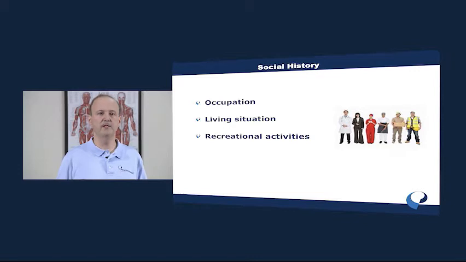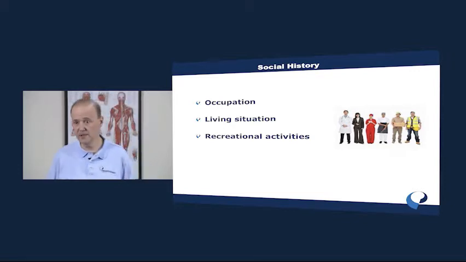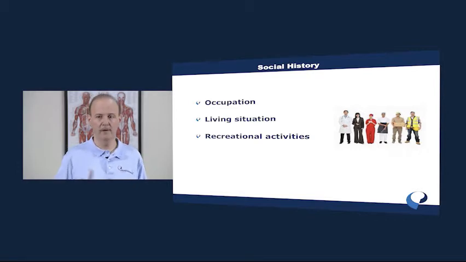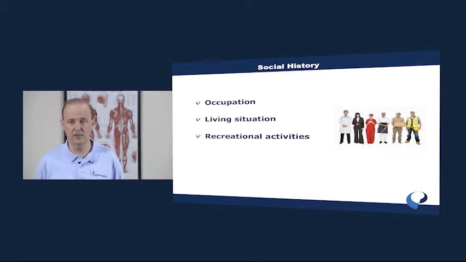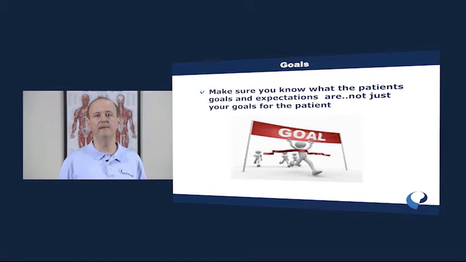Social, of course: occupation, what they do. The living situation. Are they the caregiver that has to lift somebody out of bed all day? Or a mom or dad who has to lift a baby out of a crib, etc.? And recreational activities: are they kind of a weekend athlete? Are they going to do a triathlon? Or is their athletic ability just getting to the store as their recreational activity? So we have to make sure we understand that.